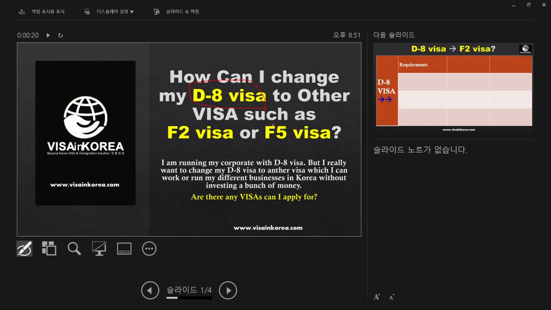So what are the other options? They really want to do something, but the D8 visa itself has a lot of restrictions right now. So most D8 visa holders may consider changing to an F2 visa or an F5 permanent residence visa. Which one is better for you? Absolutely, the F5 visa itself is very good, but it's not easy.